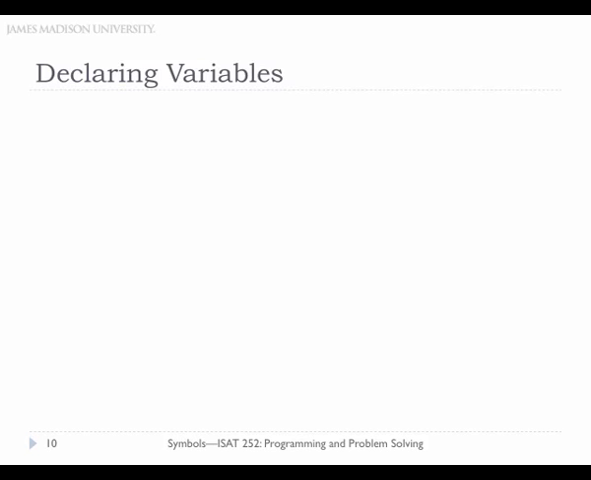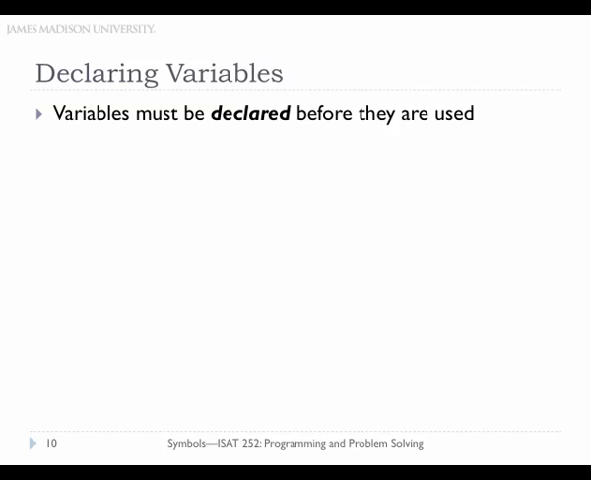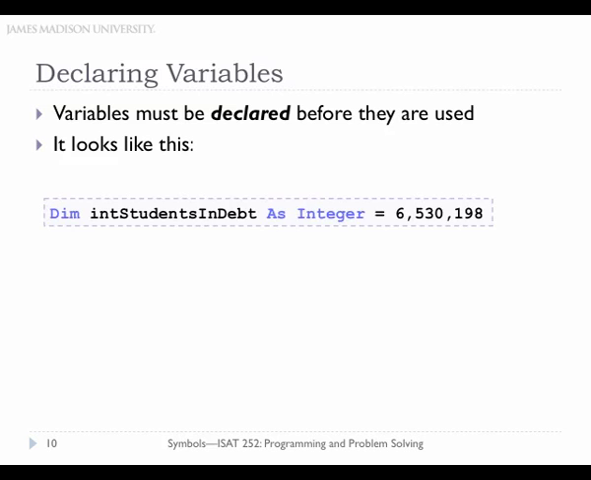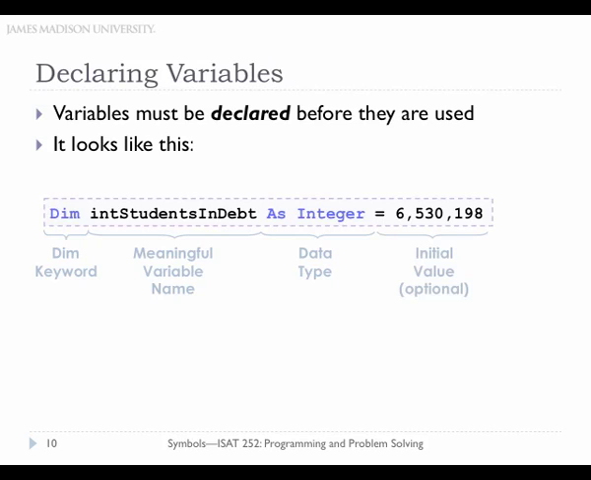When you declare a variable, you have to declare it before you can use it, and it looks like this. There's a Dim statement using the Dim keyword. Dim stands for dimension, and that creates a dimension of memory in the computer. That's where that keyword comes from. Then you have a meaningful variable name, in this case, intStudentsInDebt. This is going to be an integer, the data type, representing the number of students in debt, and then an initial value. Now you don't always have to have an initial value. If you're going to set it later on in your program, you can skip this part at the declaration stage.